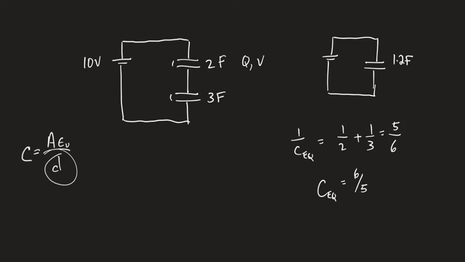But now that we have this, what we really have is a 10-volt battery connected to a 1.2 farad capacitor. You should be able to tell me how much charge is on the capacitor. That's just C times V.